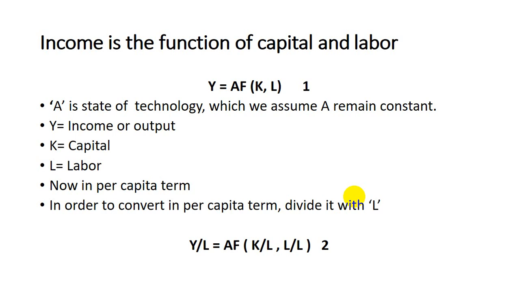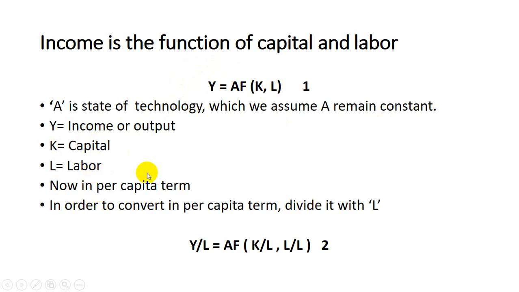In this slide we are going to discuss that income is a function of capital and labor. What does it mean? It means that these two factors of production will determine the income in the economy. So here Y is equal to AF, in brackets K and L. A is the state of technology, which we assume remains constant in his model. Y is income or output, K is capital, and L is labor.